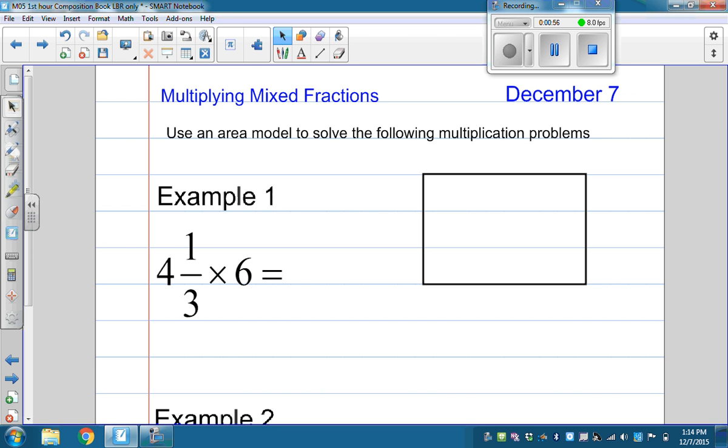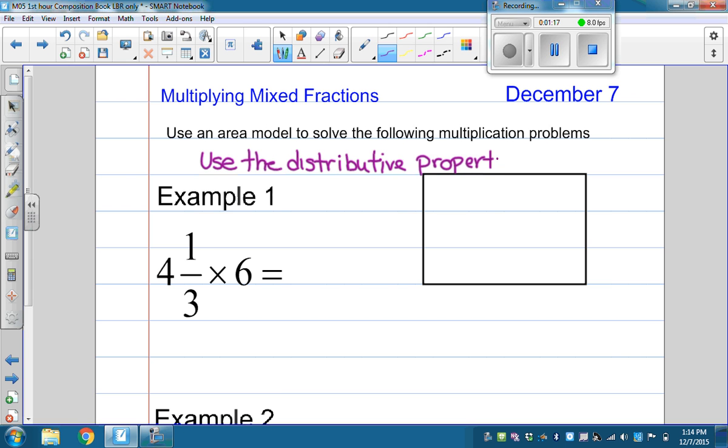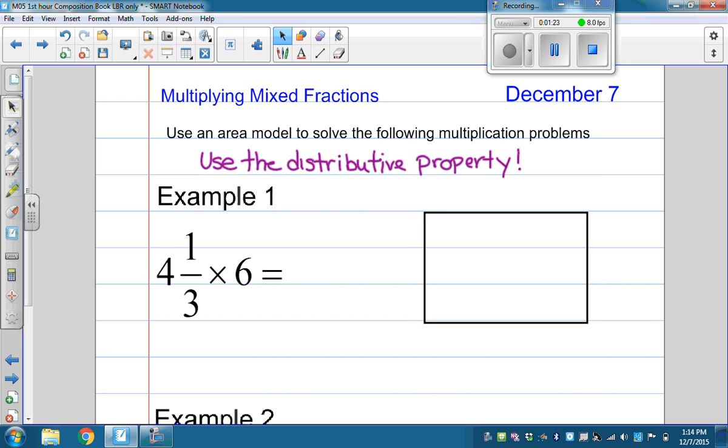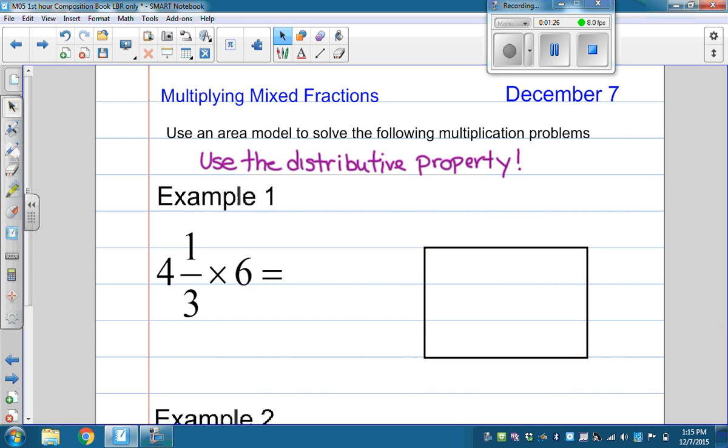you're going to use the distributive property that we learned in the beginning of the year. So not only are you using an area model, but you're going to use the distributive property. So, just a refresher, the distributive property is a way to multiply two numbers when you break a number up. So instead of thinking this is 4 1/3 as one piece, you can think of it as two pieces.